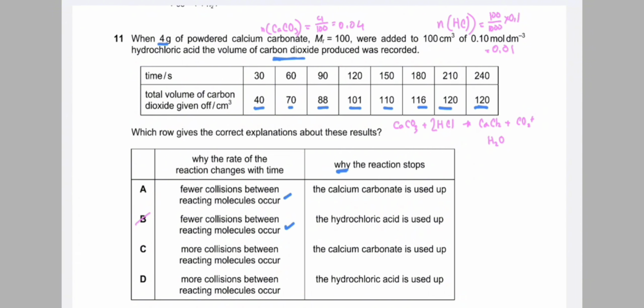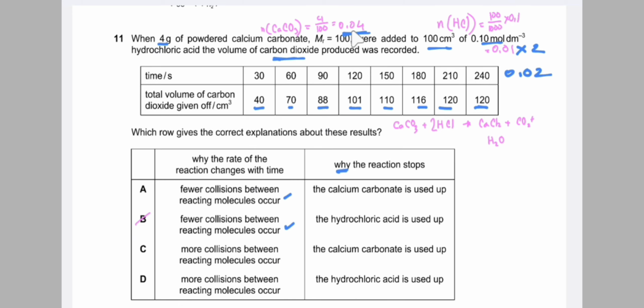So we get the number of moles of calcium carbonate, and the number of moles of hydrochloric acid is volume into concentration, and we must convert the volume to dm cube. So we get this much moles of hydrochloric acid, and according to the balanced equation, 1 mole of calcium carbonate reacts with 2 moles of hydrochloric acid. So 2 moles of hydrochloric acid, that is 0.02.